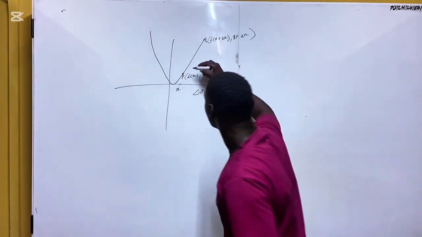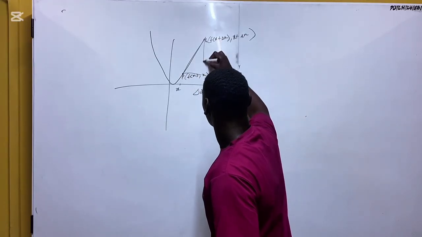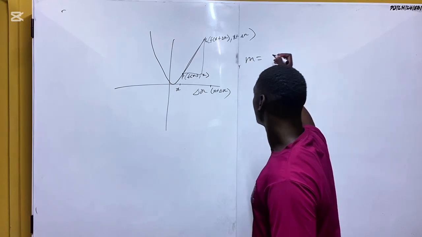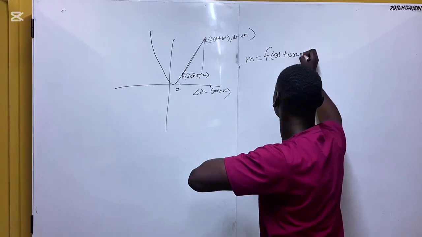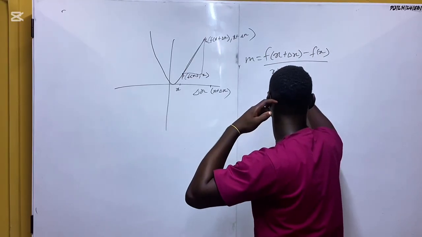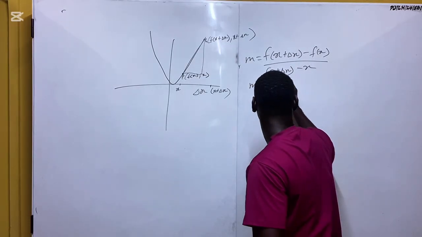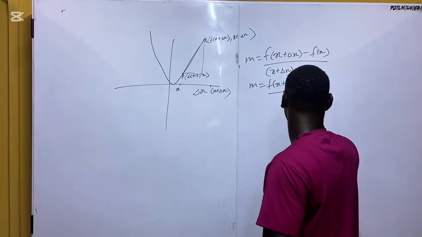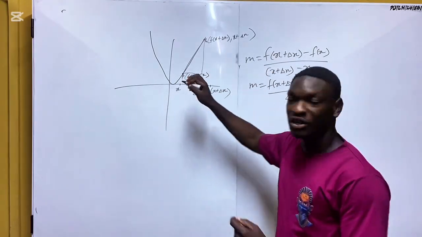Alright, so we can draw a line from here to here, and then get our triangle and find the gradient of this. To get the gradient of this, we just use the formula. Gradient is equal to f of x plus change in x minus f of x, all over x plus change in x minus x. This gives us m equals f of x plus change in x minus f of x, all over change in x. Now, that's not what we want. We want the gradient at P, not the gradient between those two points.